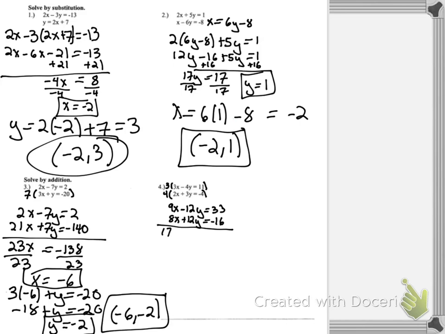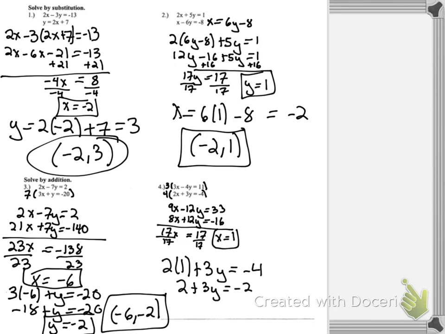Combine like terms, we get 17x equals 17, divided by 17. We see that x equals 1. Now that we have that value, we can choose either of the original equations, substitute it in. So if we did 2 times 1 plus 3y equals negative 4, we get 2 plus 3y equals negative 4.